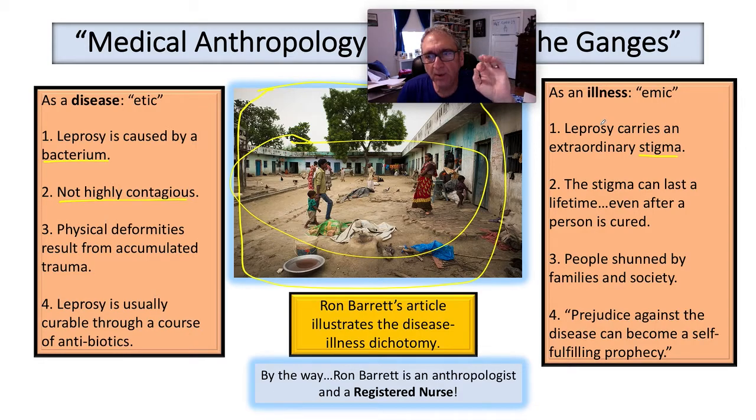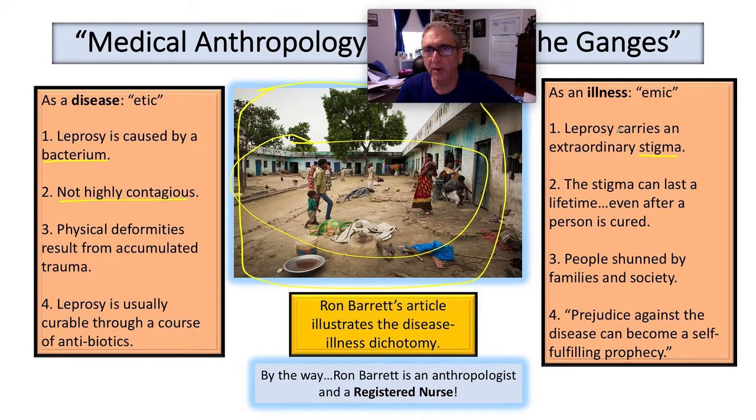So people are shunned by their families. They're shunned by their society. They're cast out. All right. So that stigma that goes along with leprosy is the emic part. This is how the culture is defining leprosy, the meaning that it has within that culture symbolically.